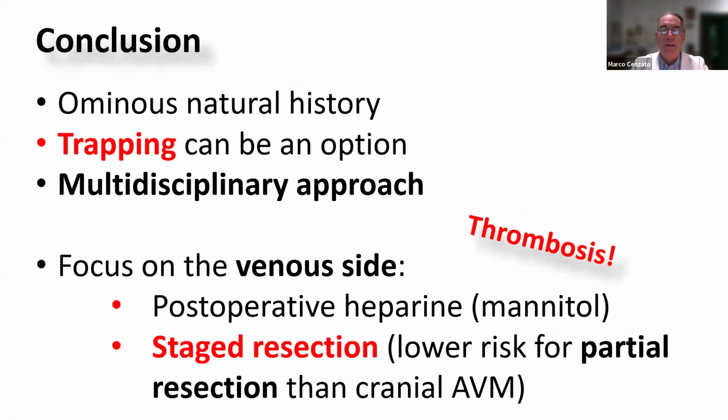And in conclusion, I think that spinal cord AVM has a very bad natural history, and we all know it. And we need a multidisciplinary approach. We have to interact with our endovascular team. But when you cannot take it out, I think that trapping can be an option. And of course, neurophysiological monitoring is absolutely fundamental.